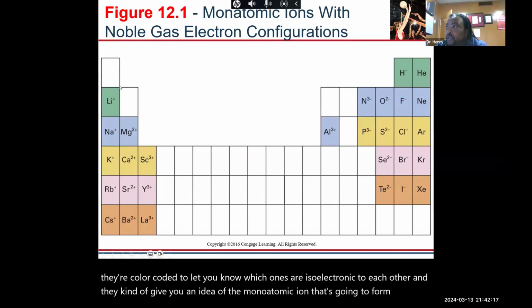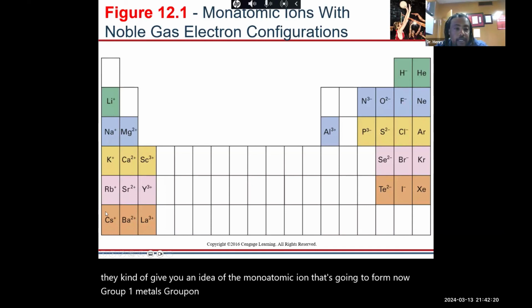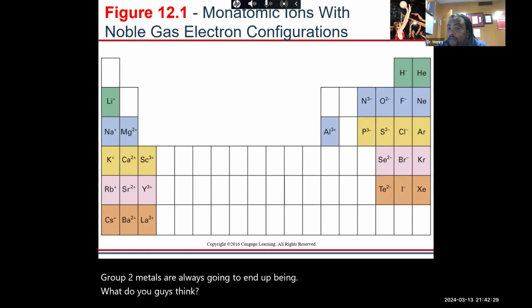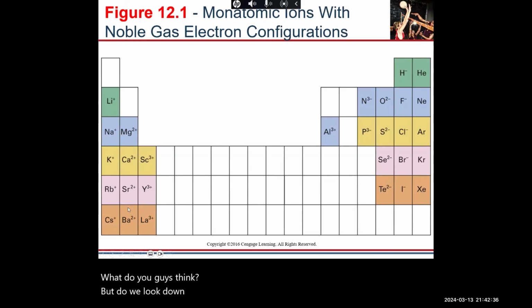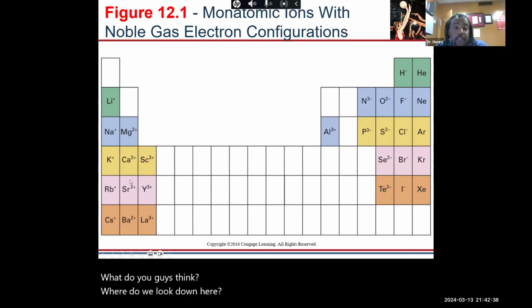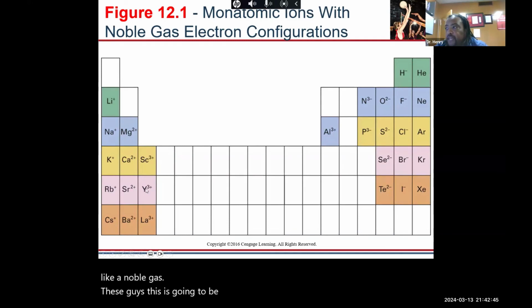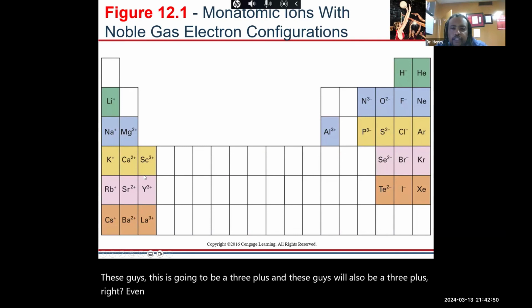Now, group one metals are always going to end up being a plus, right? Group two metals are always going to end up being, what do you guys think? But do we look down here? Plus, positive. Yeah, but it's going to be 2 plus, right? Because you're losing two electrons to be like a noble gas. These guys are going to be a 3 plus, and these guys will also be a 3 plus, even though they're transition metals.